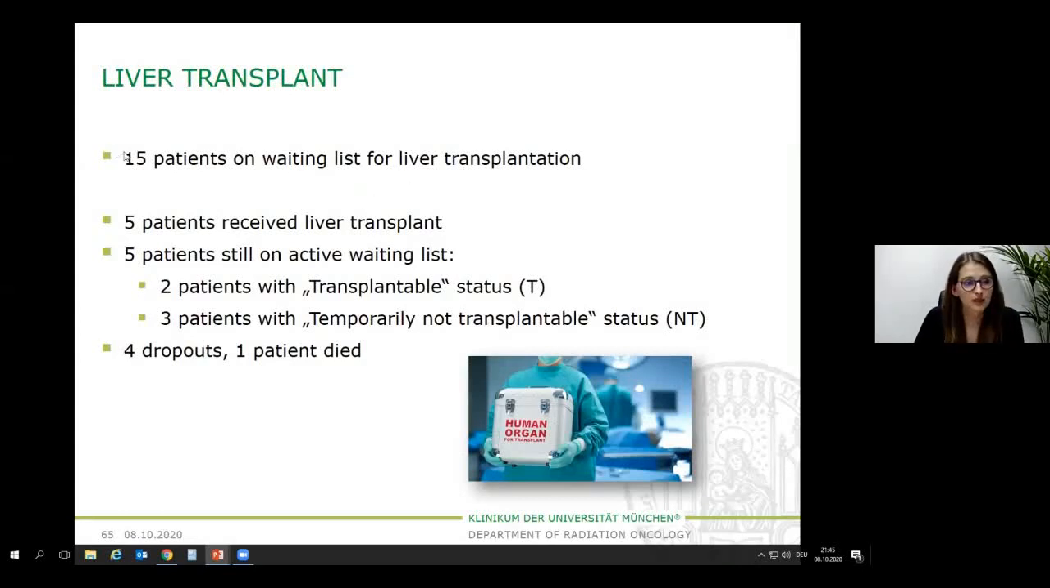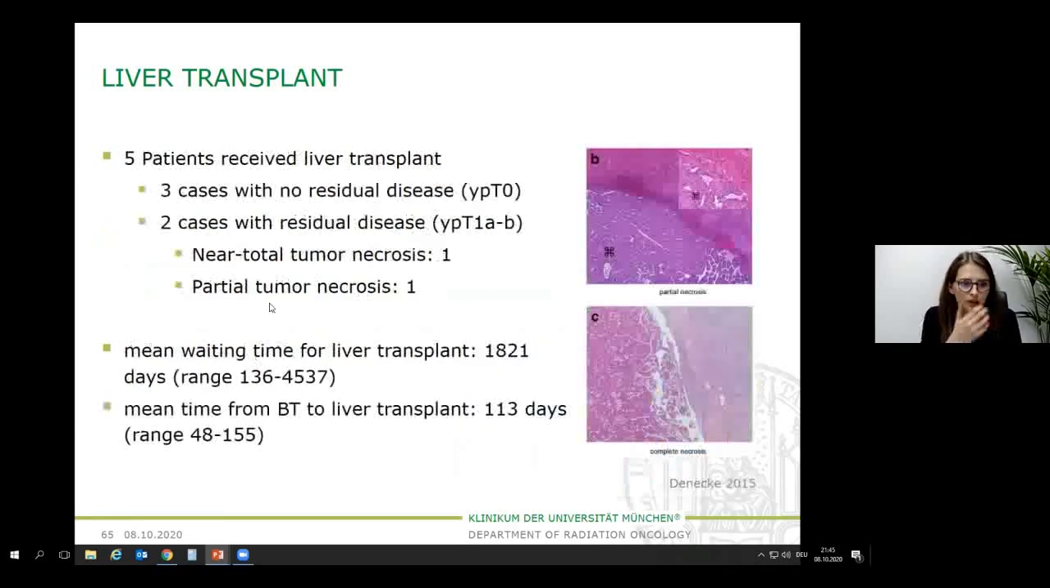Briefly about the liver transplant, we had treated 15 patients on the waiting list for liver transplant. 5 patients actually received the liver transplant. The others are still waiting. And we had a look at these 5 patients who were transplanted, and 3 had no residual disease, while 2 patients had some response, but still some HCC there. But that's a very good result.